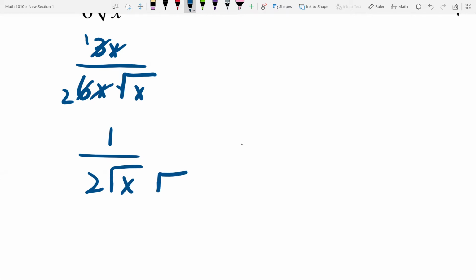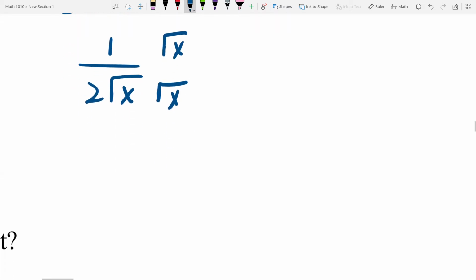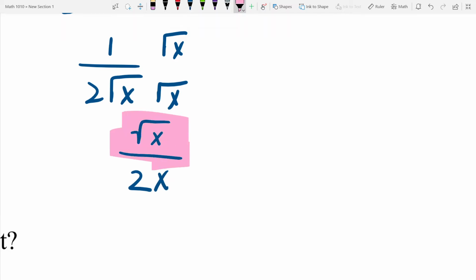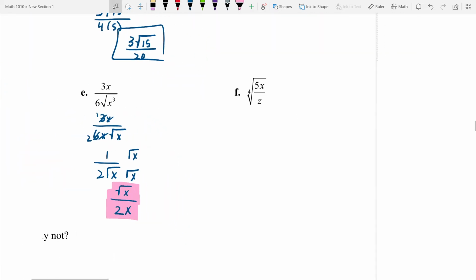Now I'm going to multiply top and bottom by the square root of x. So my final answer is the square root of x over 2. Everybody in the room, what's the square root of x times the square root of x? X. That's your answer. Who says, I still understand this? I still feel good. Okay, good. All right.